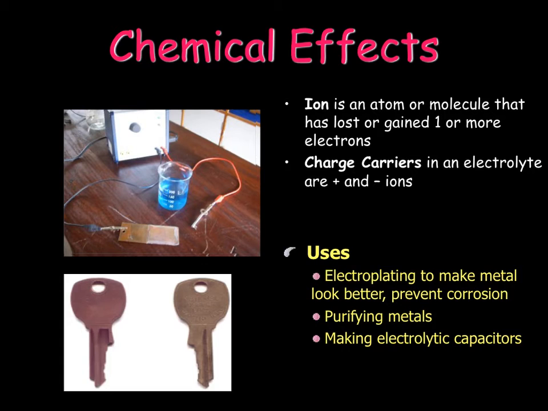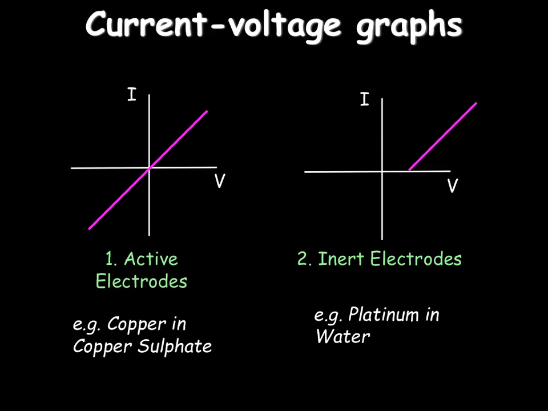Electroplating relies entirely on this and is the only example we really need to use. So we plate things with this chemical effect. Now it's also used in the purifying of metals, making oxygen and hydrogen, and the making of electrolytic capacitors, which are luckily beyond the scope of this course. But if you want to cover something with another metal to make it pretty, then you need the chemical effect. You need these ions moving about.